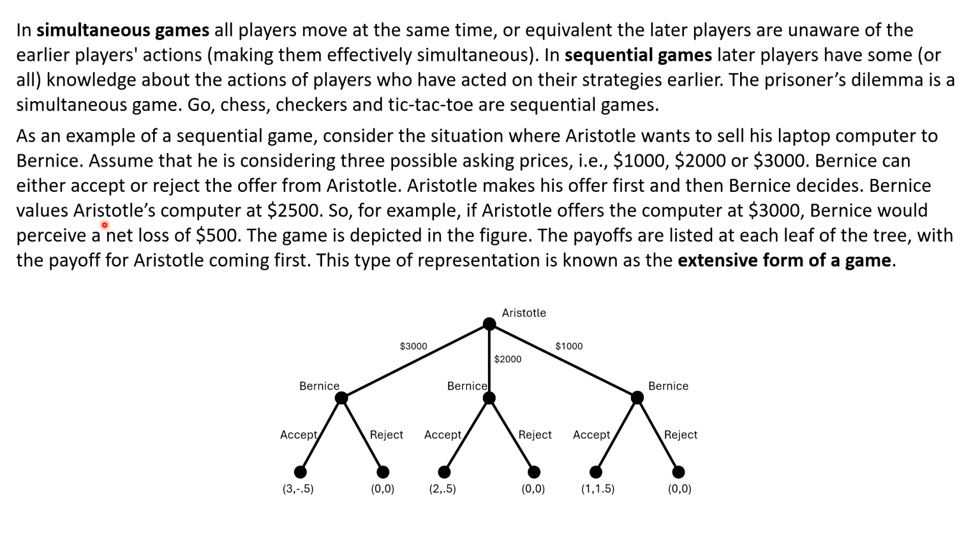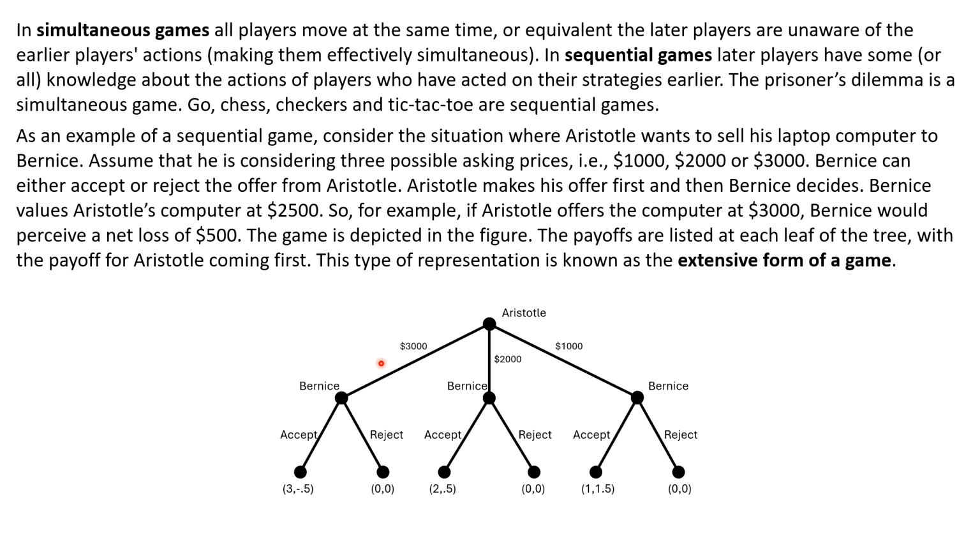So I have that shown here in this figure. It's known as an extensive form of a game, this representation. So you see Aristotle has the 3 choices. Then Bernice can either accept or reject. And these ordered pairs have the profit to either Aristotle first and then Bernice second. So this is the one we just talked about here.